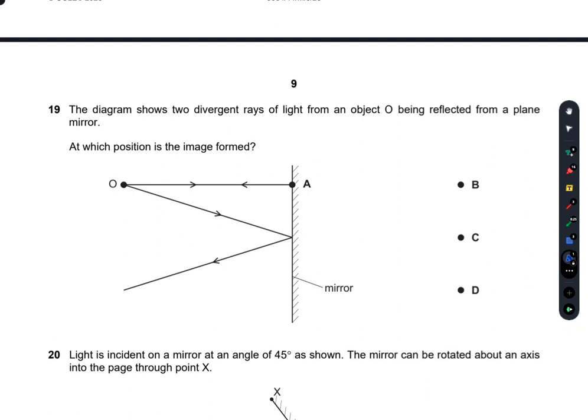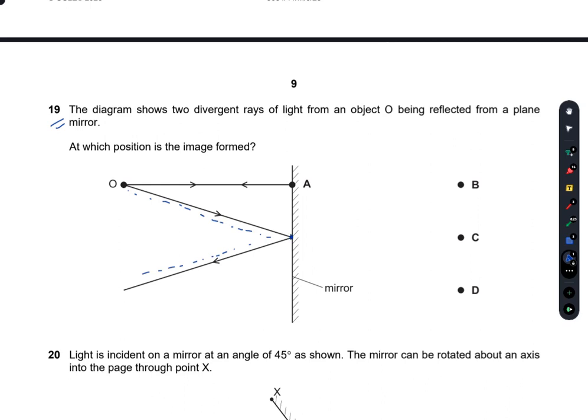Quite easy this one. Question number 19, again a very easy question. The diagram shows two divergent rays of light from an object O being reflected from a plane mirror. At which position is the image formed? Now, this is the object. Light will go in this direction and then it moves in this direction. It reflects. So there would be a formation of image.